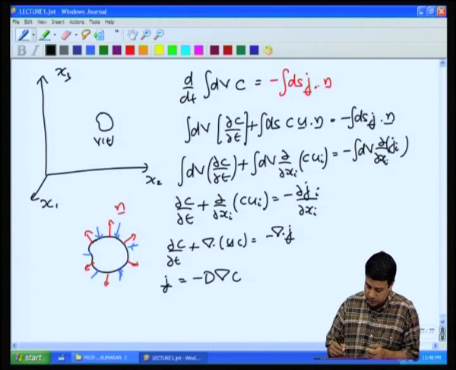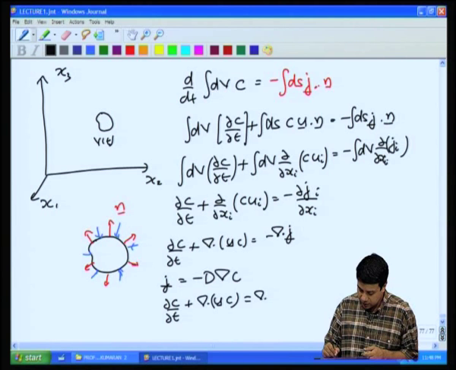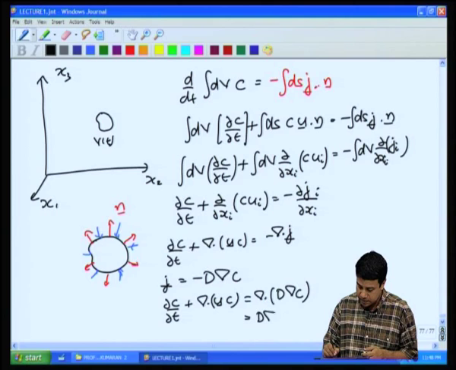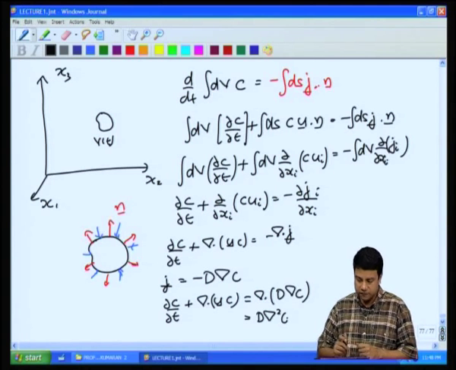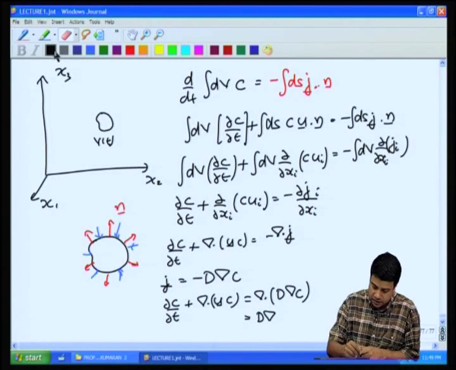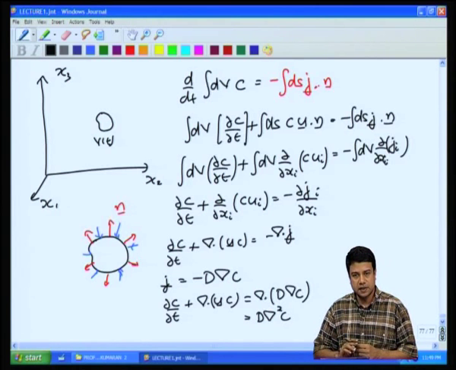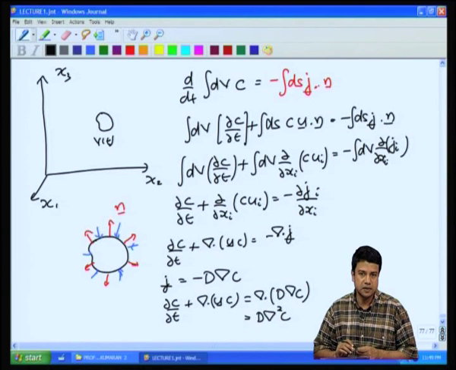Okay. And so, from this you will just get the equation partial c by partial t plus del dot uc is equal to the divergence of D grad c, and is equal to D times the Laplacian of c, provided the diffusion coefficient is independent of position. And this is the exact expression that we got for the concentration equation in the previous course.